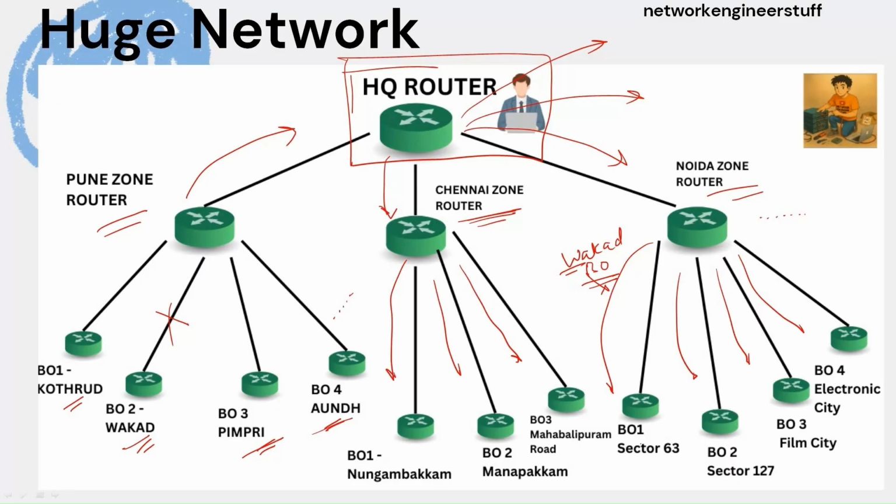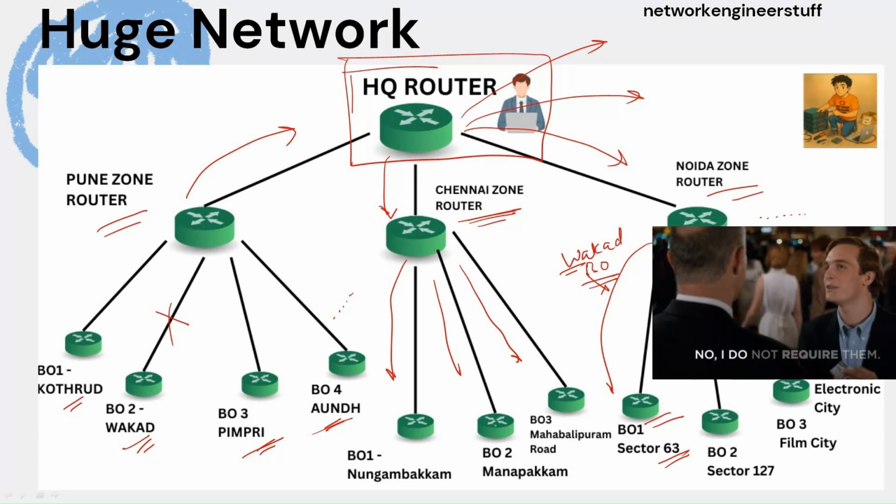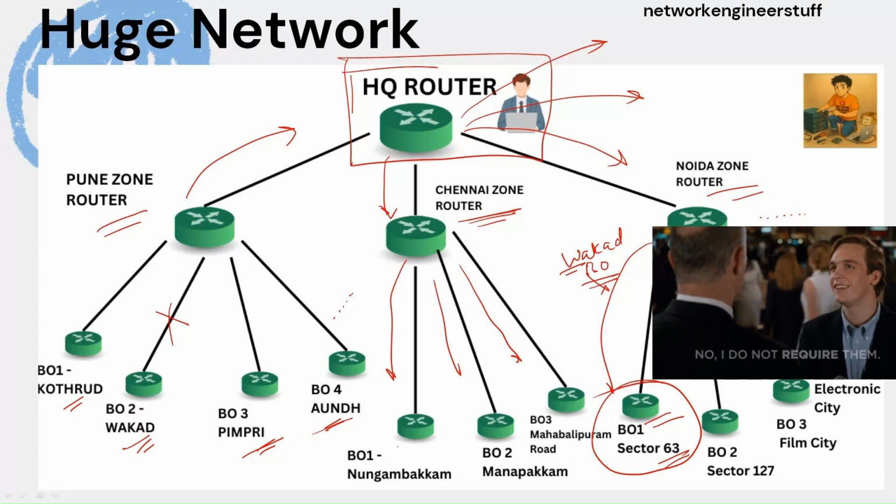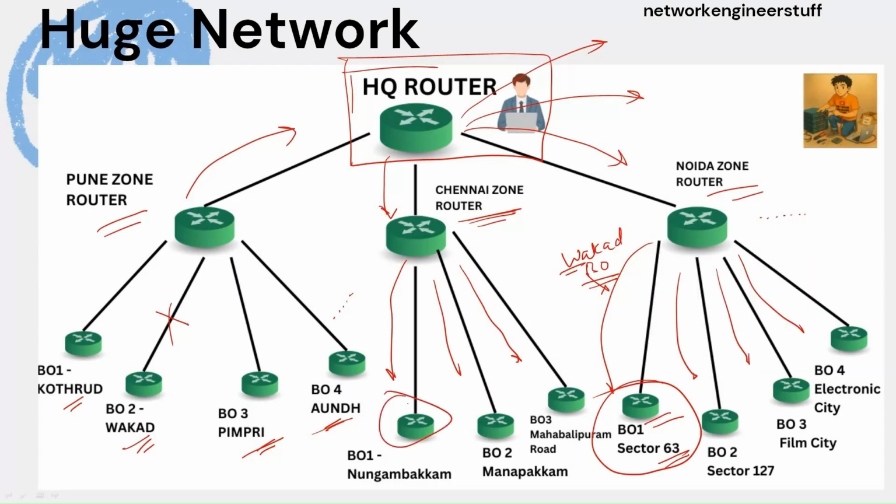Now, if you think there's a branch router in Noida, sector 63, what is the significance of it getting this update that some branch in Pune is down? There's no such significance, right? Unnecessarily, this update has been sent to this branch router, likely other branch routers also. There's no significance in a branch in Chennai, the Nungambakkam branch, getting the update that Wakad's branch router is down.